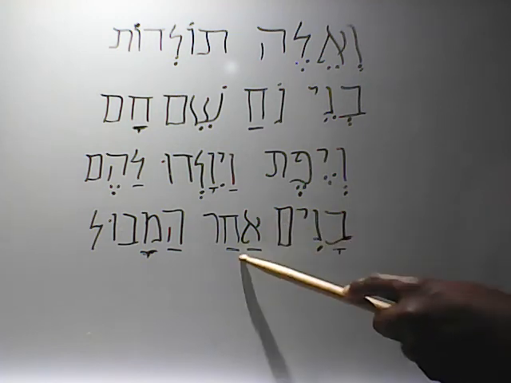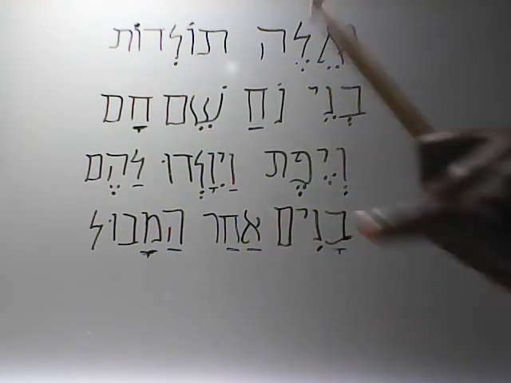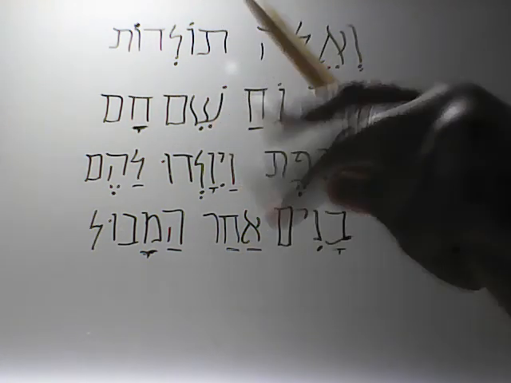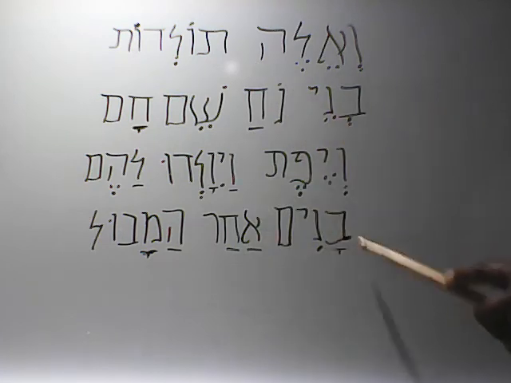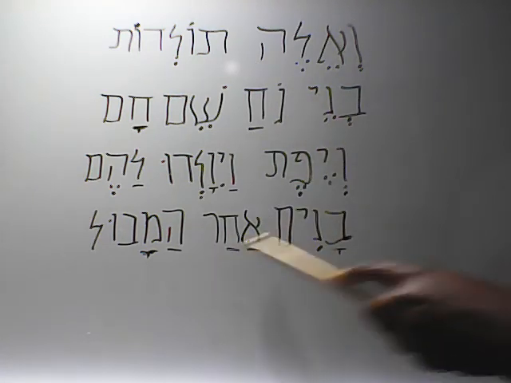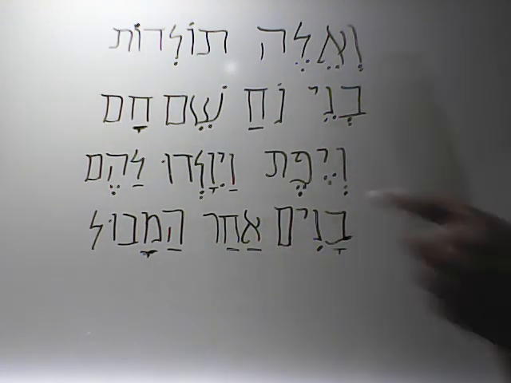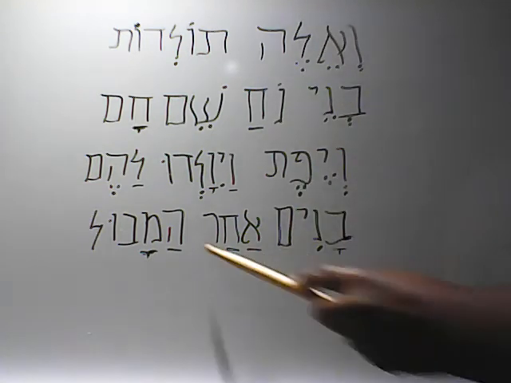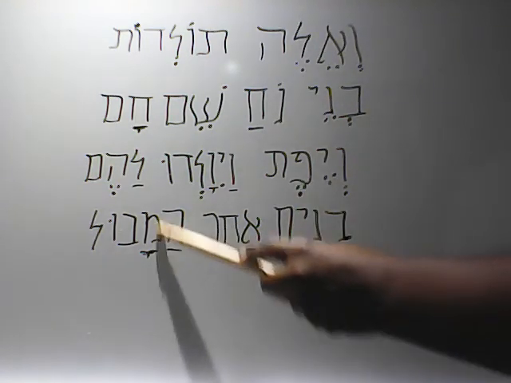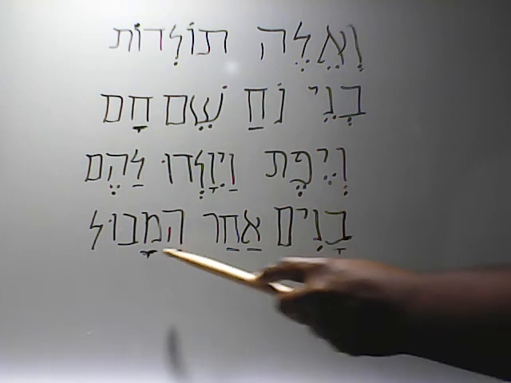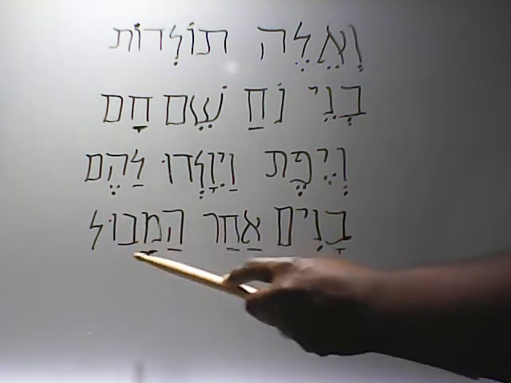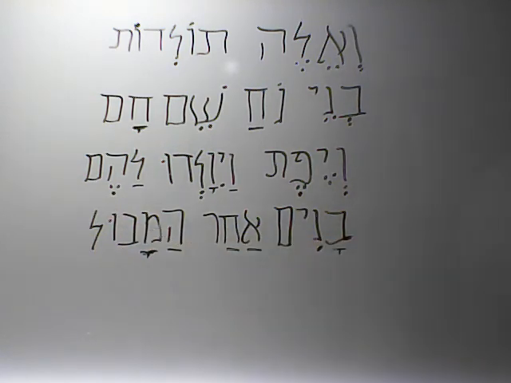Akar, brothers and sisters, means late, later, after, or afterwards. Banim, akar, after, later than, if you will put then in parentheses, ha mabul, ha, the. Mabul means flood or deluge. So this is what we want to talk about for edification purposes. We're going to review this real quick.